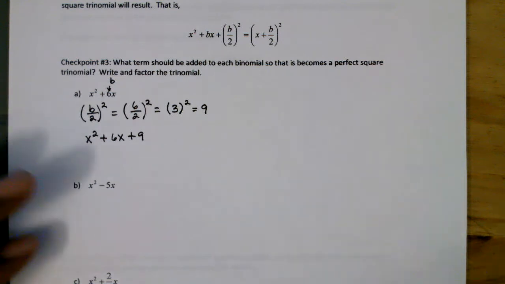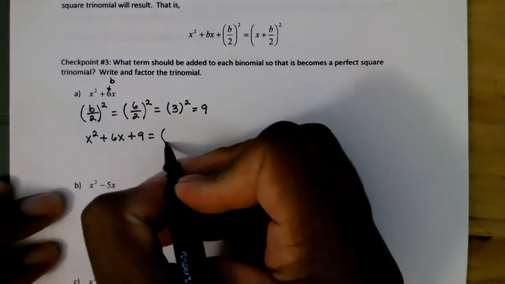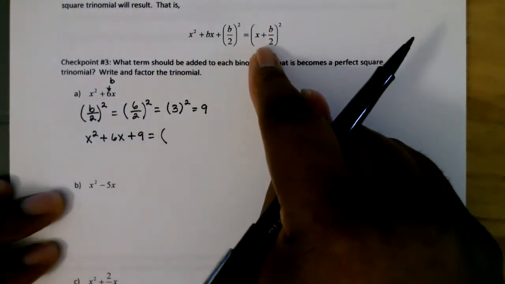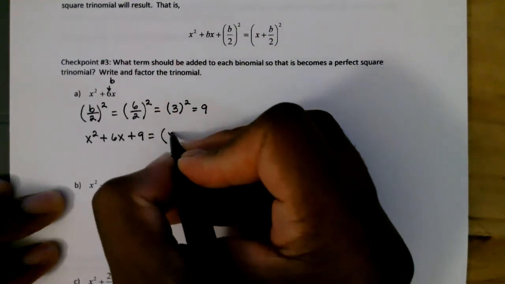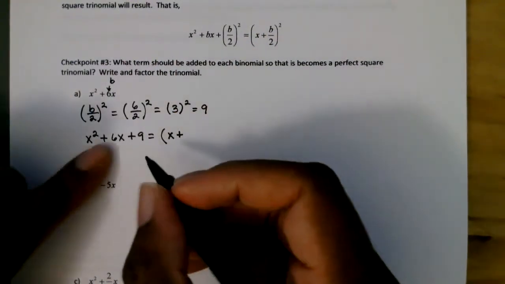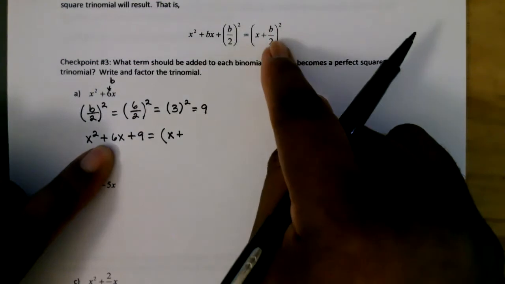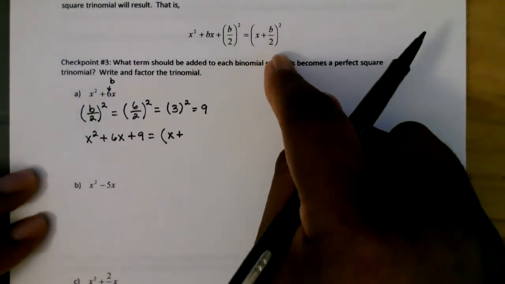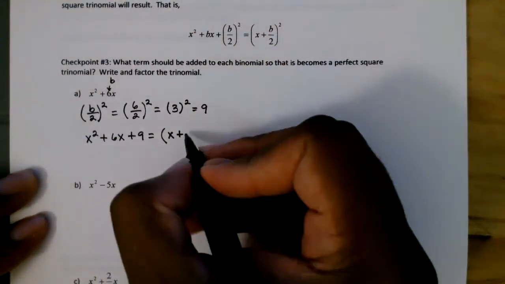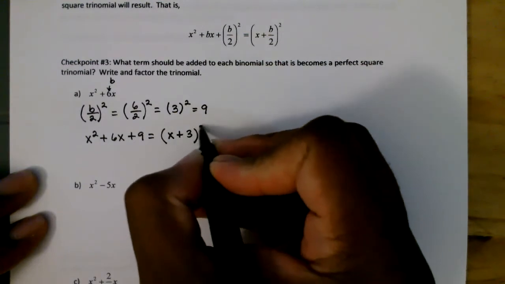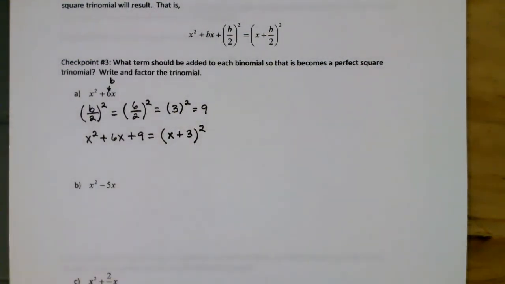Now to factor this, it's going to follow this format right here. It'll be x plus, your b is 6, so 6 divided by 2, or half of 6, is going to be 3. And then we tack on the square on the outside. So x squared plus 6x plus 9 will end up being the quantity (x + 3) squared.